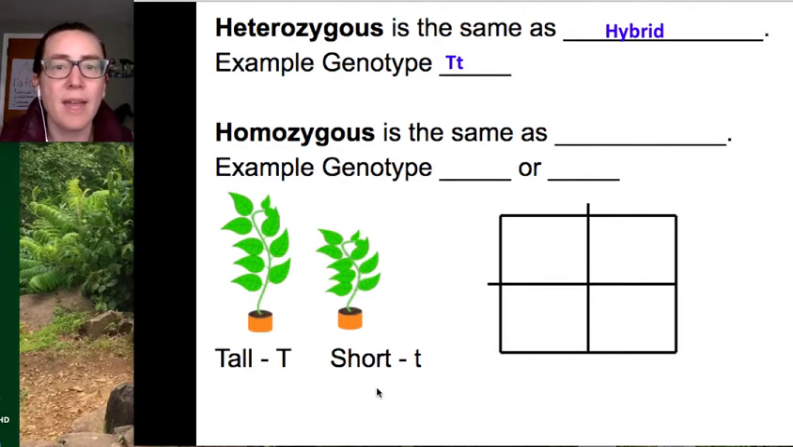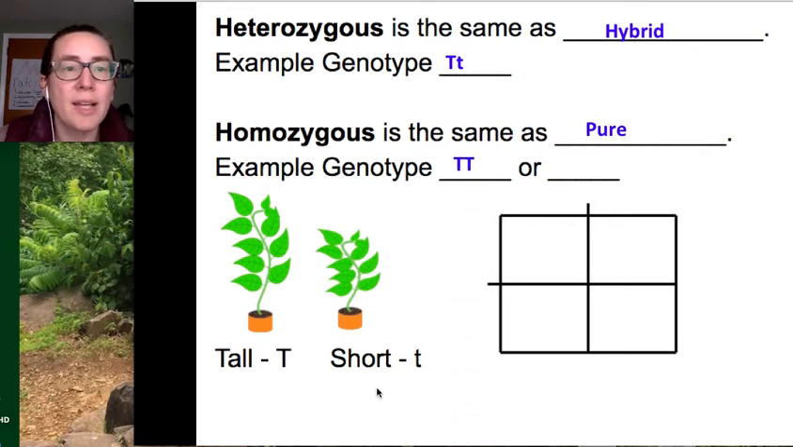Homozygous has an alternative meaning. Again, we use this term when we refer to the whole organism, but this organism would have a homozygous genotype, so they could be used interchangeably. The vocabulary term here is pure. If an organism is pure, it has a homozygous genotype. The individual, in this case the plant, could have a homozygous dominant genotype. It's going to be pure for that dominant allele, or it could have a homozygous recessive genotype, in which case it only has two little letters, so it only has that recessive genotype.